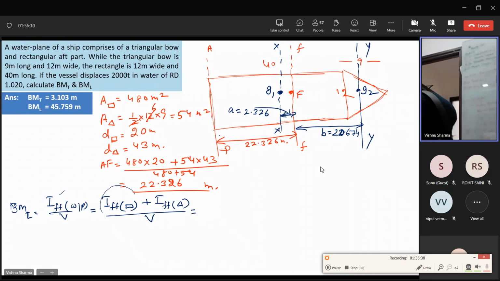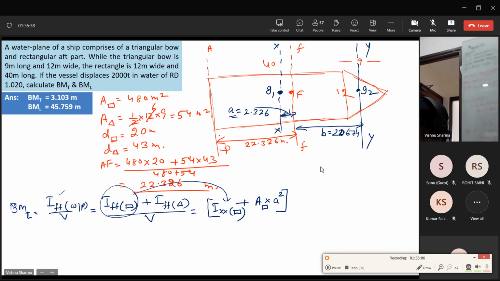Now, I will write the theorem of parallel axis with a box here. It will be Ixx of the rectangle plus area of the rectangle into the distance I have represented by A, so A square. Do you agree with me, guys? IFF of the rectangle by theorem of parallel axis will be like this. Am I right? Who will tell me the theorem of parallel axis for the triangular part?